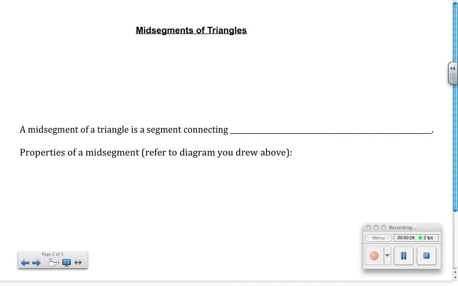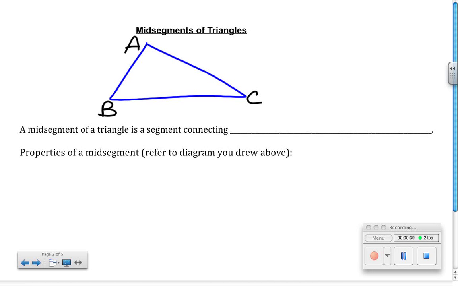So let us consider this triangle ABC with this point M here and this point N there. And you'll notice segment MN is a mid-segment of the triangle.